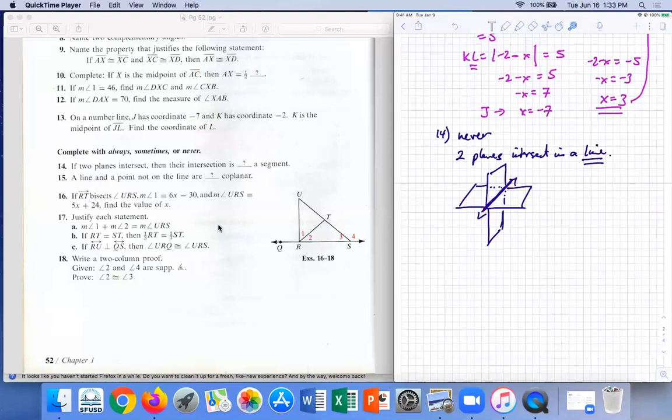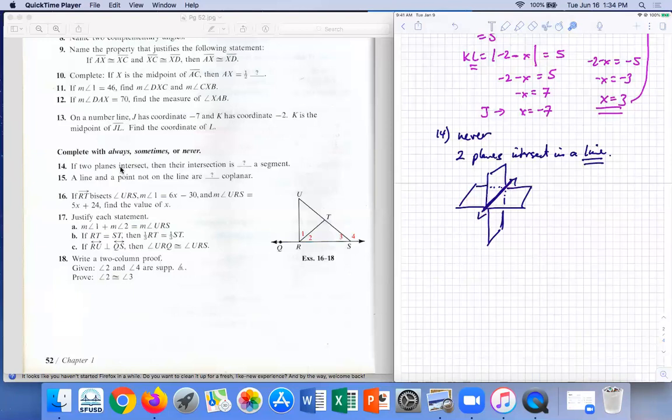Be careful with these problems because it sets you up. It says if two planes intersect, right? So it already says that the planes intersect. So if they intersect, never a segment, always going to be a line. Sometimes the tricky part with these problems is the statement could be: two planes always, sometimes, or never intersect in a line, right? So then if that was the question, you have to consider that the planes could intersect or they don't intersect.